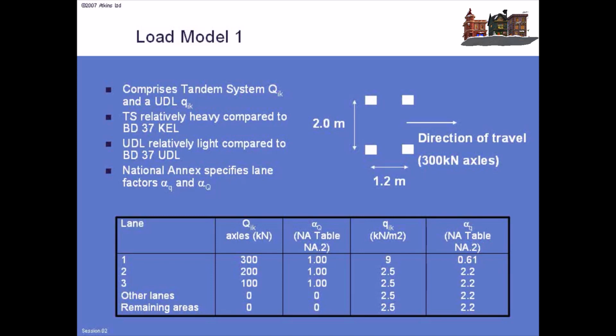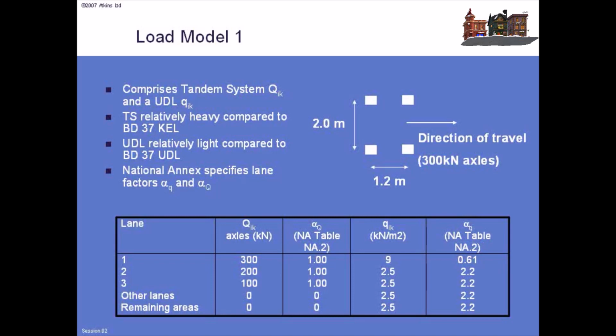We'll also see in the next section, I'll briefly talk about how you split the deck up into lanes, but we have something called a remaining area. The remaining area is basically after you've split the deck up into the lanes the way it tells you to do, you may end up with something left. That's the remaining area. In the remaining area, we don't have any tandem systems.